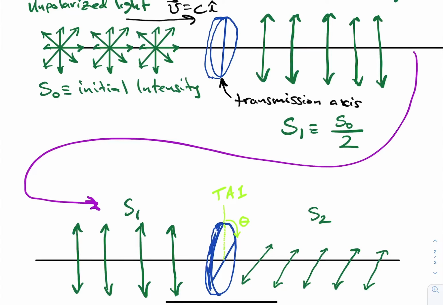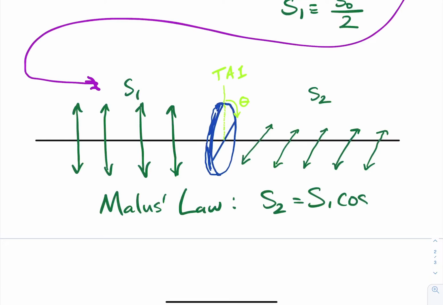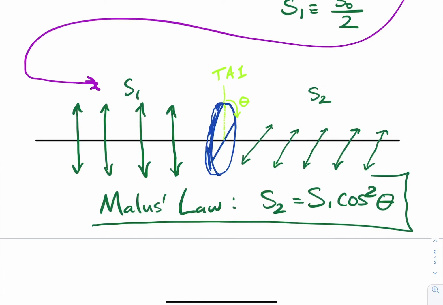And for S2, we use something called Malus's law, which states that S2 will equal S1 times the square of the cosine of the angle between the transmission axes. And so this is how we'll work with any polarization problem.